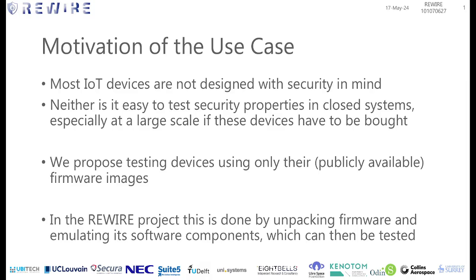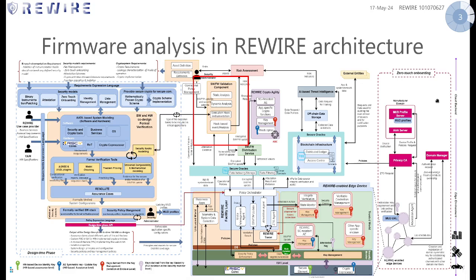And in the REWIRE project, we propose to analyze these by unpacking the firmware images and then selecting critical software components within these images and emulating these, after which we can test this emulation. As part of the REWIRE architecture, we're right in the middle here within the red square, where we have different components like the static analysis and dynamic analysis parts of our solution, which work together to offset the flaws and the strengths that they each have to optimize the discovery of vulnerabilities.